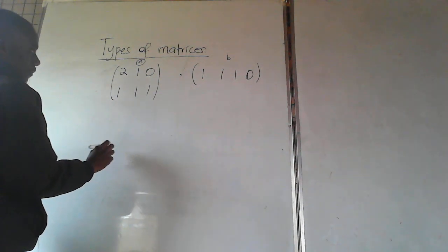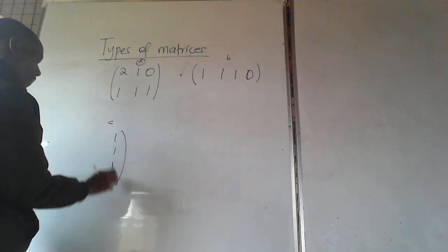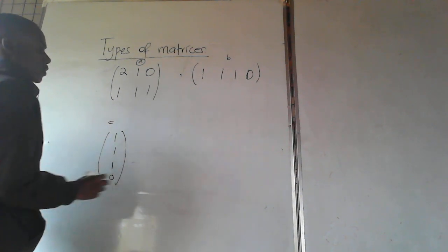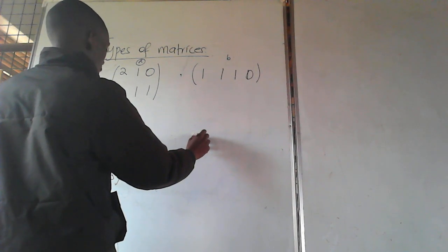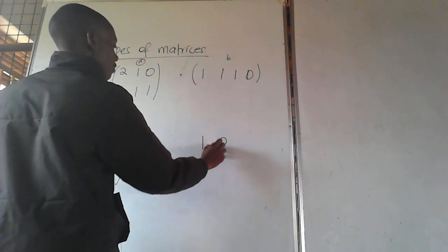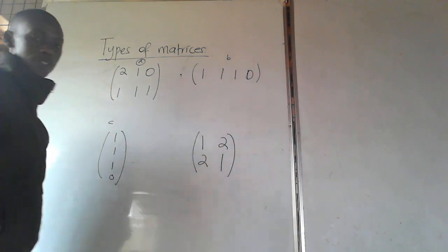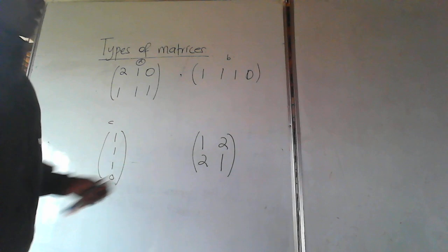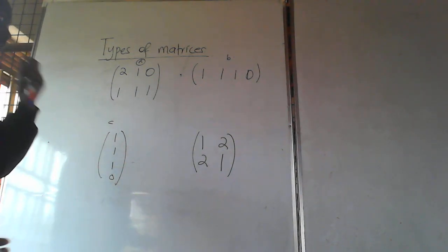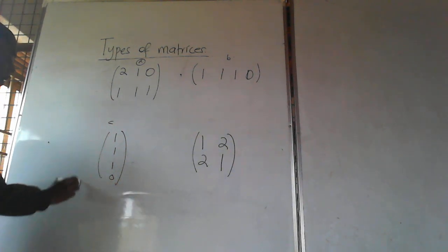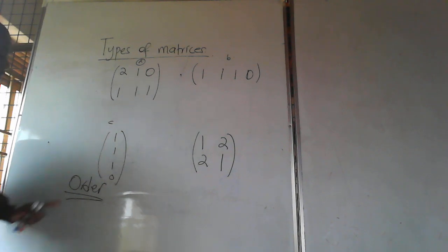Then C, we can have 1 1 1 0. Then you can also have 1 2 2 1. You see that? So how do we classify these? These are all matrices. But how do we get the type of matrix? We base it on what you call the order of a matrix. Then what do we call the order of a matrix?